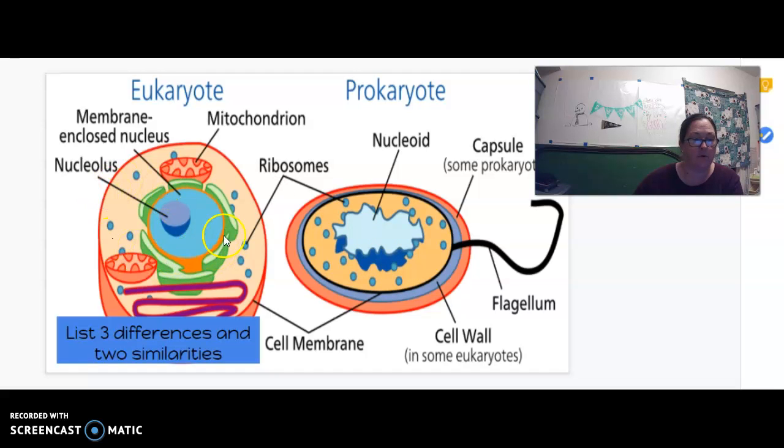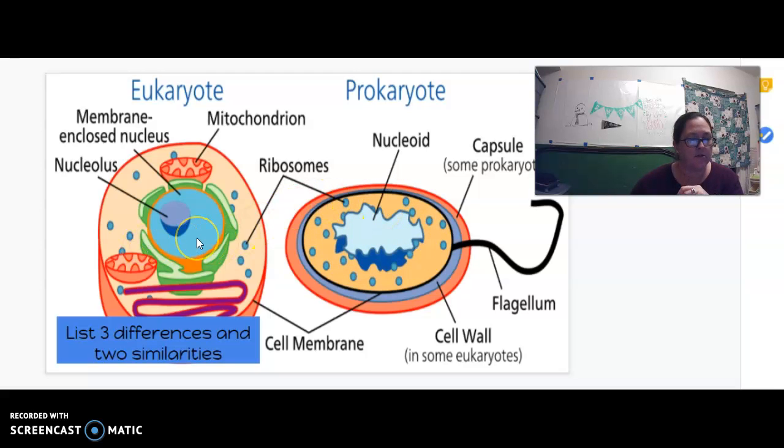Eukaryotic cells have organelles. So anytime you hear the word organelle, we are talking about eukaryotic cells. And that's one of the main differences between eukaryotic and prokaryotic cells, is that eukaryotic cells have organelles, and we keep our DNA inside the nucleus, which is a membrane-bound structure. Prokaryotes do not have a nucleus. They have a nucleoid, which is called a false nucleus.